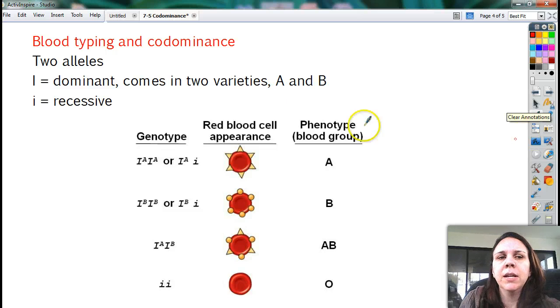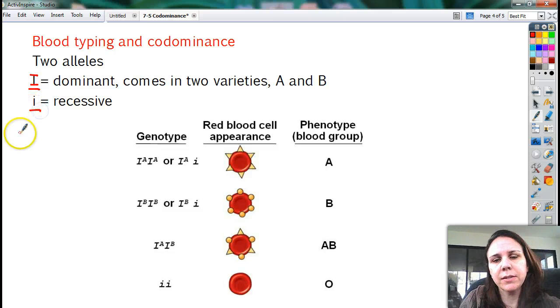So to figure out your genotype and phenotype of your blood type, it all depends on something called codominance. Now there are two different types of alleles. This is a capital I. Right there, it looks like a big L. Capital I is the dominant form of the gene. Little i is the recessive form of the gene. So just like before. The only difference now is that the capital I, the dominant, comes in two varieties. We have an A variety and a B variety.